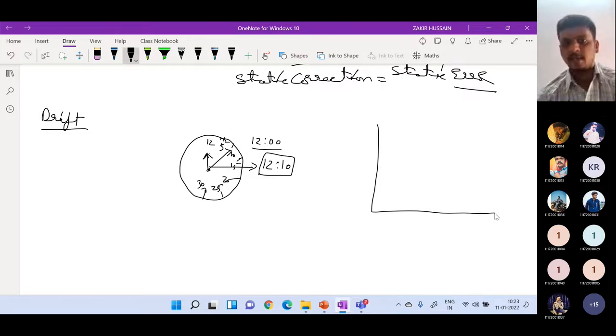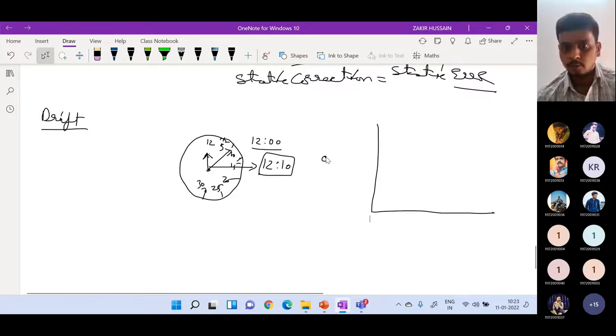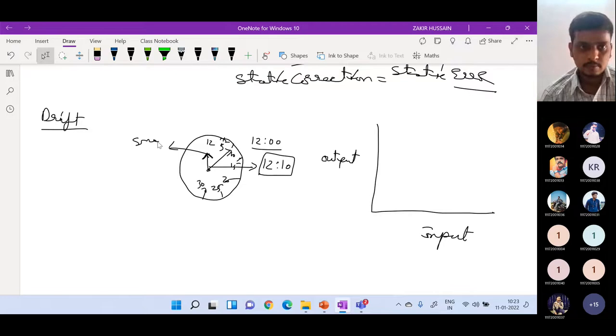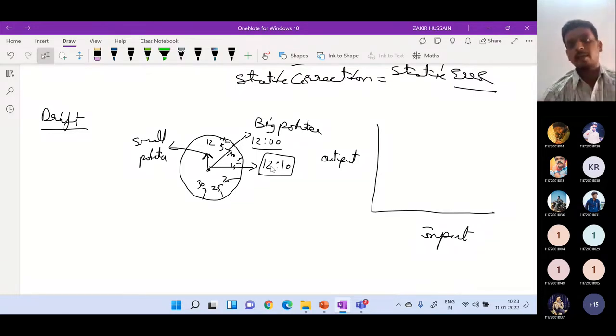For example, if you consider the graph, this is some output and this is some input. Here, to move this small pointer and big pointer accurately with respect to the time, we are giving some battery, meaning some energy. This battery is accurately getting consumed and producing some deflection so that the pointer can move from its initial position. That's the displacement conversion mechanism going on.